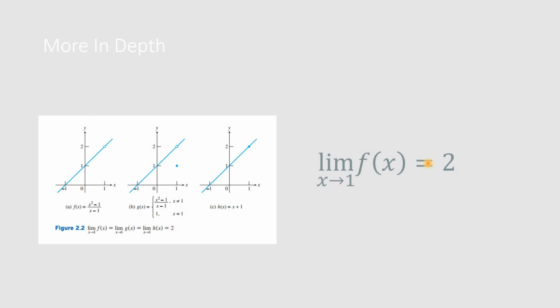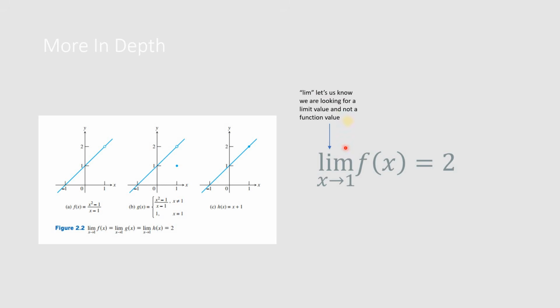So let's look a little bit at the notation of limits. We have this right here. We have limit as x approaches 1 of f of x equals 2. This is true for all three of these graphs here. And let's break down each component of this notation.